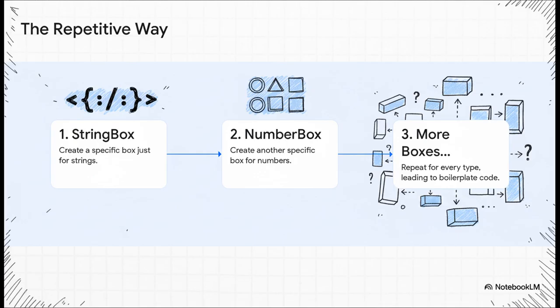So to really get why generics are so great, let's imagine a world without them. Let's say you want to create a box that can hold something. Well, you'd have to create a string box just for strings, then a number box for numbers, then a Boolean box for Booleans. You see where this is going, right? It's an absolute mountain of repetitive copy-paste code. It's tedious, and it just doesn't scale at all.